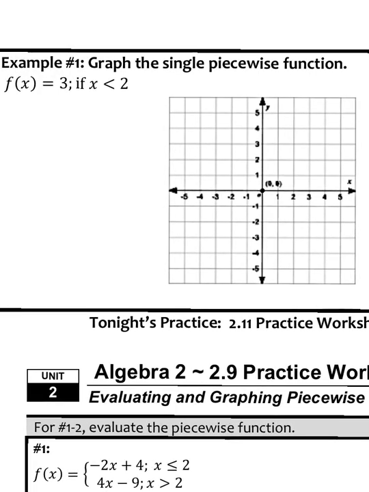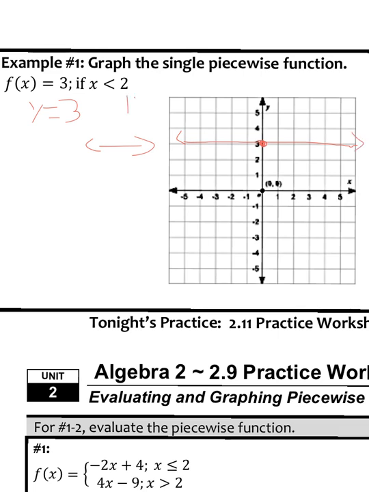All right, so remember I told you that f of x is the same thing as y. So this is like I'm graphing y equals 3. So y equals 3 is a side-to-side line. So I'm going to go to 3, and I'm going to draw, hopefully, a nice side-to-side line.